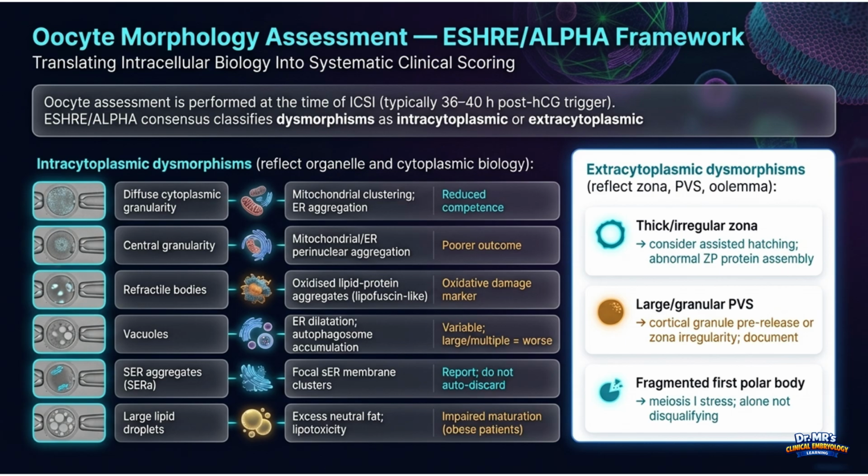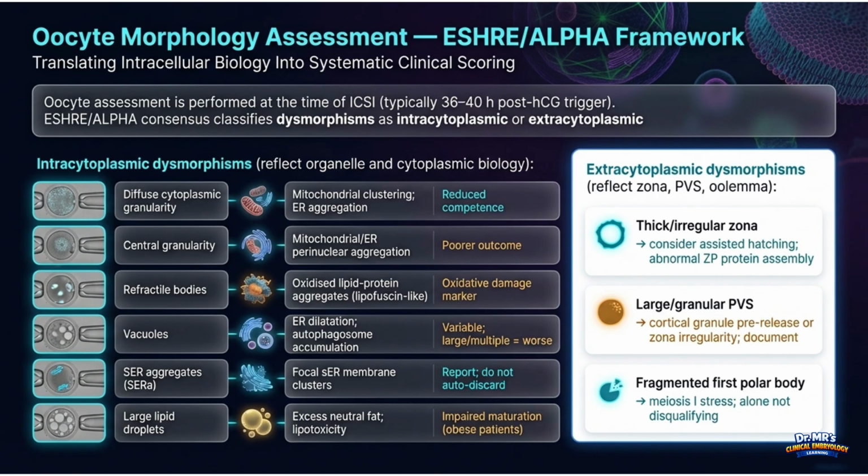Correct. And to do this systematically, we divide the dysmorphisms of an oocyte into two broad categories: intracytoplasmic, meaning inside the main body of the cell, and extracytoplasmic. Let's start intracytoplasmic. If I'm looking at an oocyte and the cytoplasm isn't smooth, if it has central or diffuse granularity, what is functionally happening?